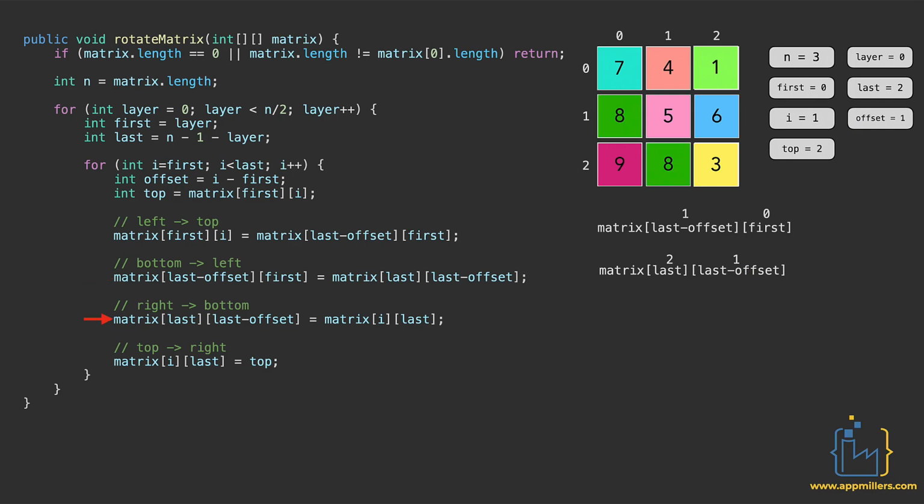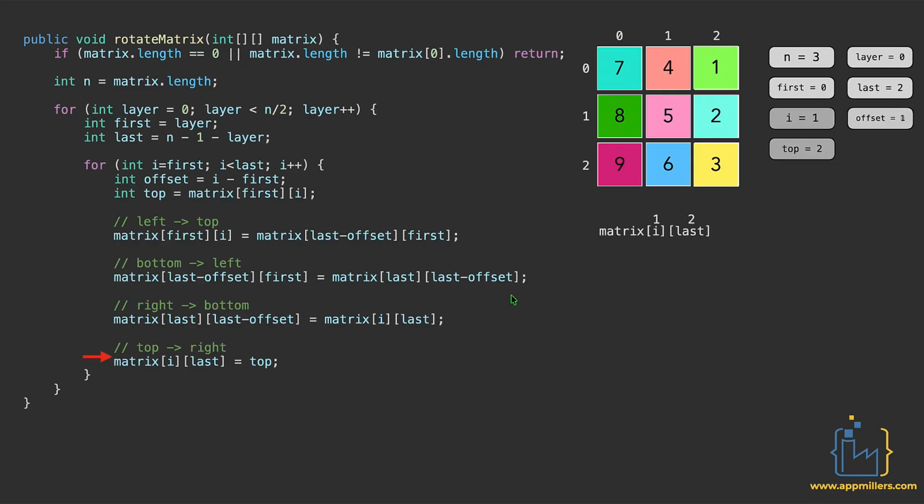Then we are going to continue to the right to bottom, so this means that 6 will move to the place of 8. So first we are going to write matrix with last and last minus offset, which is going to be the place of 8. Then we will have matrix with I and last index. So I is 1 and last is 2, which is going to be the place of 6. So 6 will move to the place of 8. Then at the end, we are just going to put the first row and last index, which is going to be place of 6. So this means that 2 will be placed at the place of 6 over here. So in the top, we have 2.